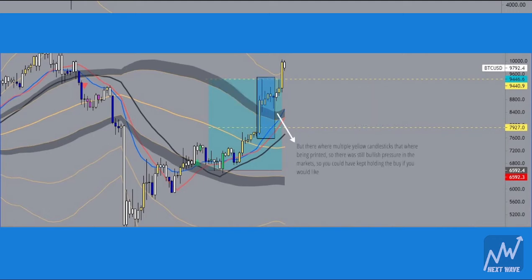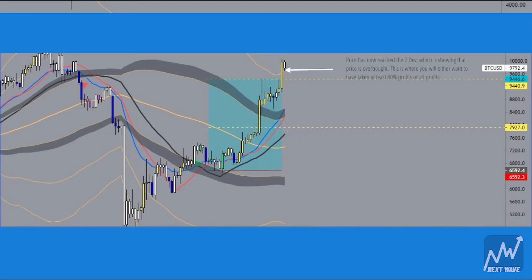But there were multiple yellow candlesticks that were being printed, so there was still bullish pressure in the market, so you could have kept holding the buy if you would like. Price has now reached the 2 deviation, which is showing that price is overbought. This is where you would either want to have taken at least 80% of your profits or all of your profits.